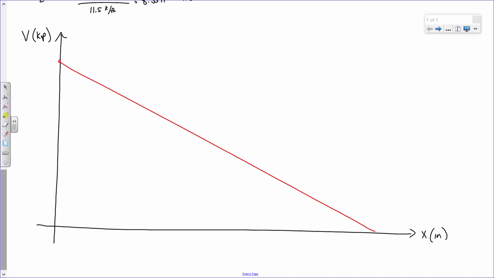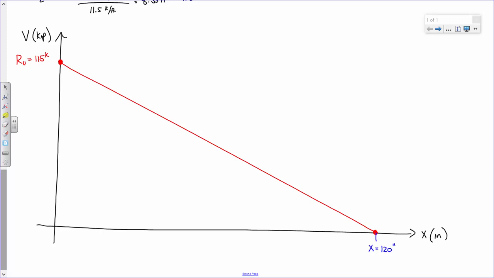Okay, so let's identify some key values. What I'm going to do is this. I'm going to say that that is the reaction, right? Isn't that how this works? The shear diagram, the first value is the reaction, and that's 115 kips, right? Okay. Now, what is the x value here? No, in inches. Okay. So, just on the face of it, is everybody okay with this?